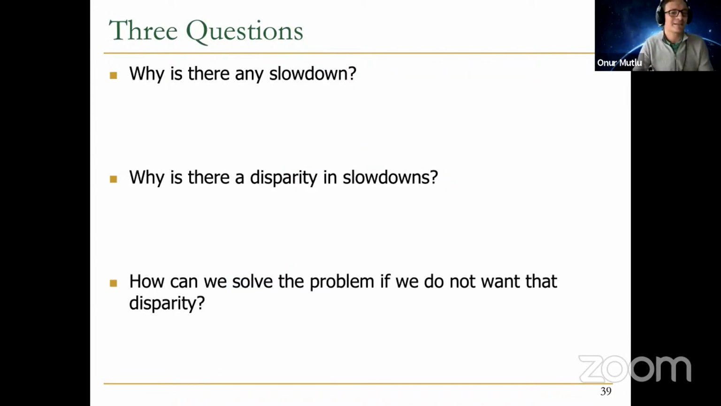Okay, so the other three questions, basically reworded. Why is there any slowdown? Why is there a disparity in slowdowns? How can we solve the problem if you do not want that disparity? So one of your students said thermal throttling. That's a great, actually, conjecture, let's say. In this case, it was not thermal throttling. You're right, it could be thermal throttling.